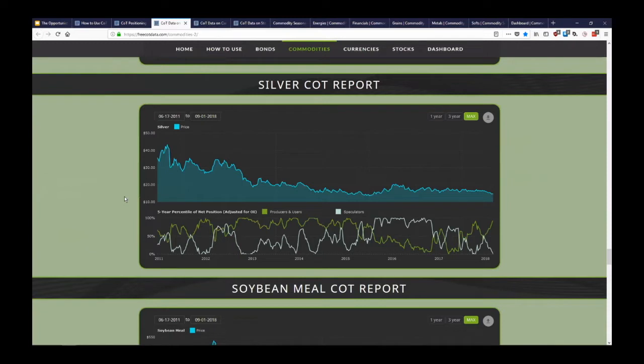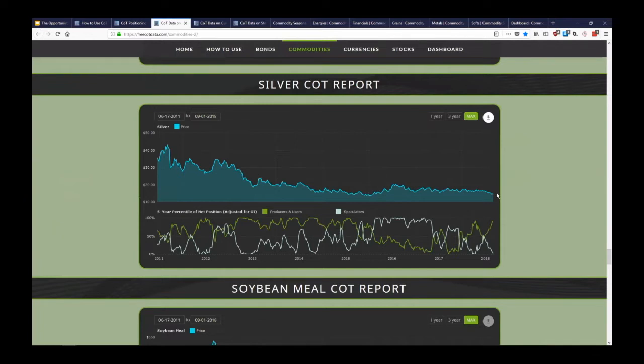In fact, it's doubly extreme. We've got speculators that have a 5-year percentile of 0%. On the flip side, we've got producers and users that have a 5-year percentile of, it's not quite 100%, but it looks like it's north of 90. What that means in that category is typically called commercials.